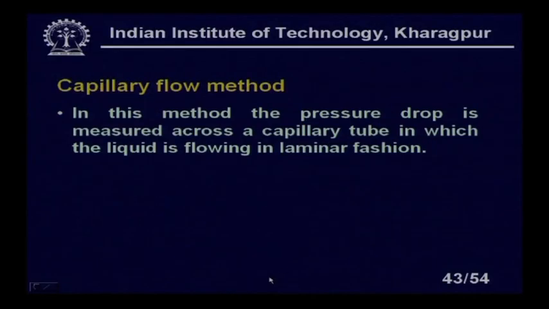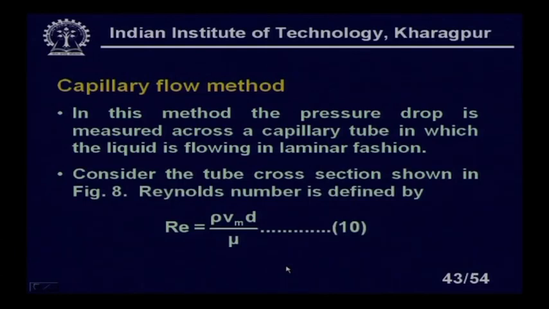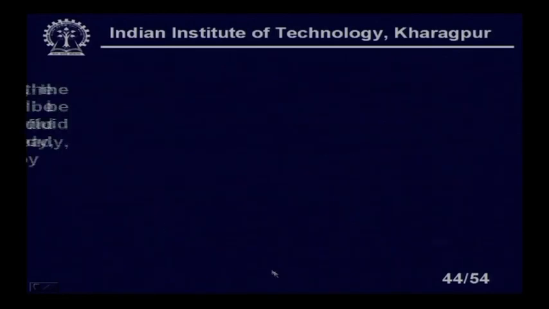Now, capillary flow method. In this method the pressure drop is measured across a capillary tube in which the liquid is flowing in a laminar fashion. Consider the tube cross section shown in figure 8. Reynolds number is defined as Re = rho Vm d by mu, okay: rho is the density of the liquid, Vm is the mean velocity of the liquid through the capillary, d is the diameter and mu is the viscosity of the liquid.